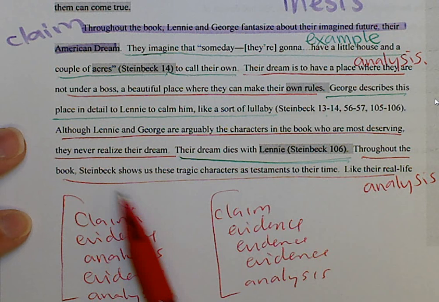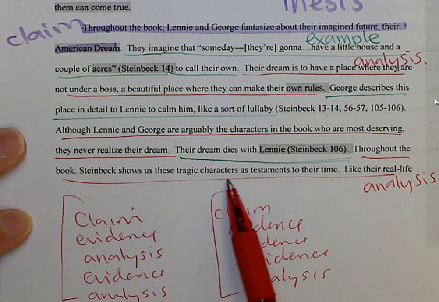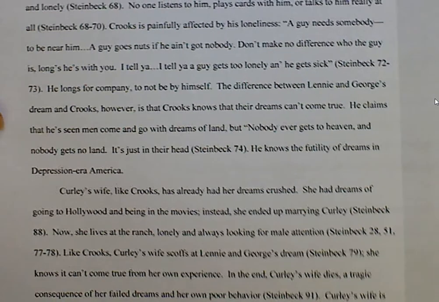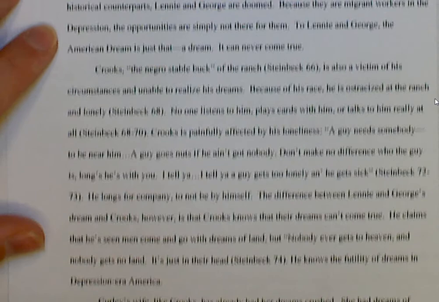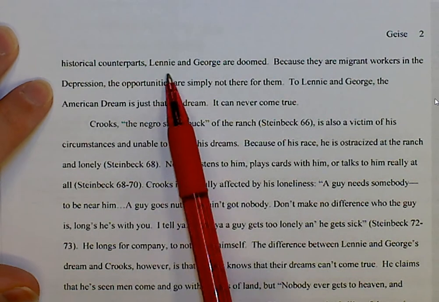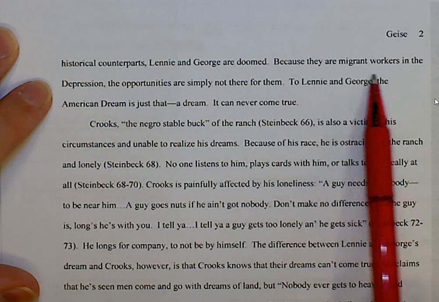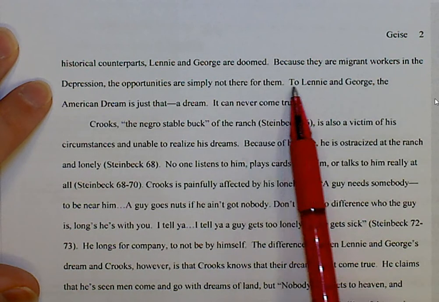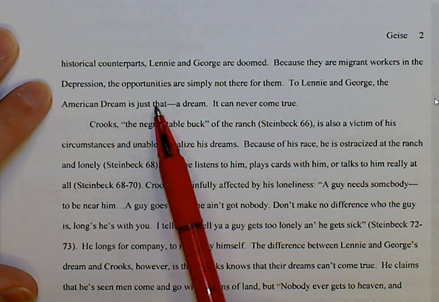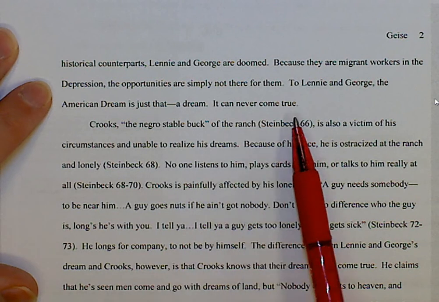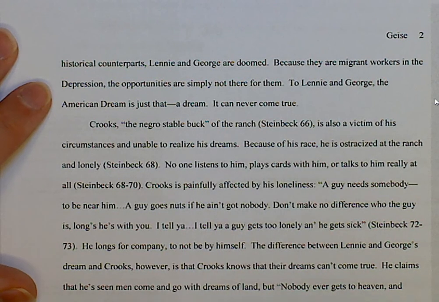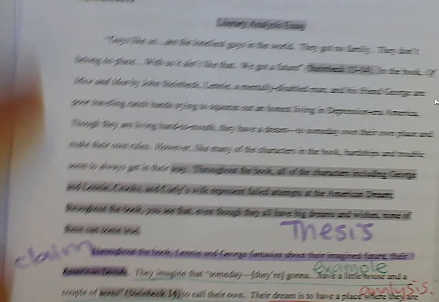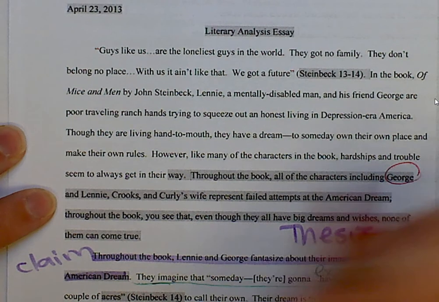Throughout the book, Steinbeck shows us these tragic characters as testaments to their time. Like their real-life historical counterparts, Lenny and George are doomed. Because they are migrant workers in the Depression, the opportunities are simply not there for them. To Lenny and George, the American dream is just that, a dream. It can never come true. So that whole paragraph is proving part of my thesis. It's talking about the George and Lenny part.